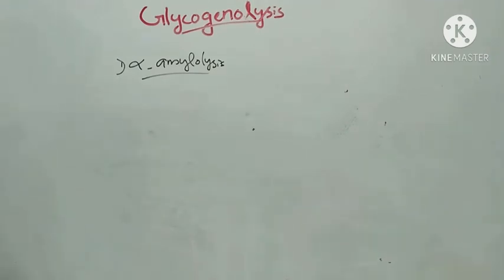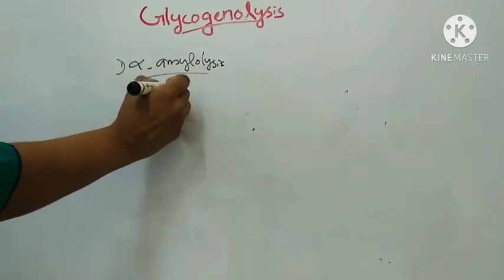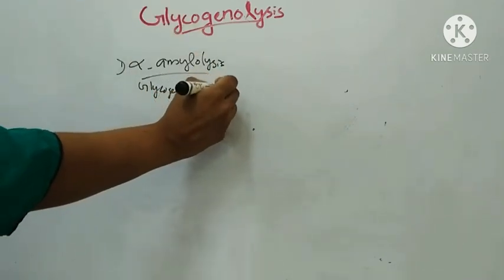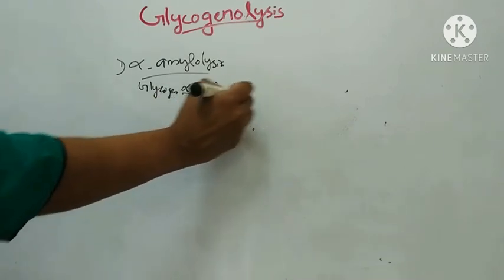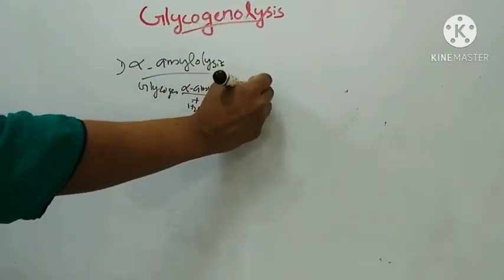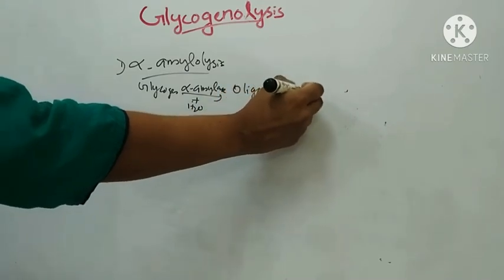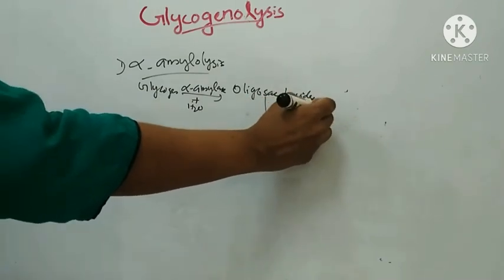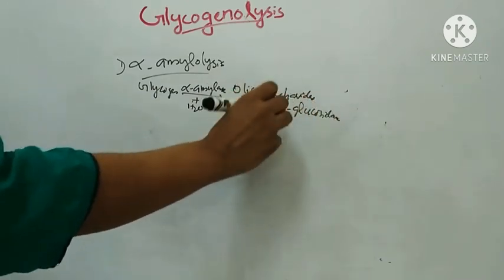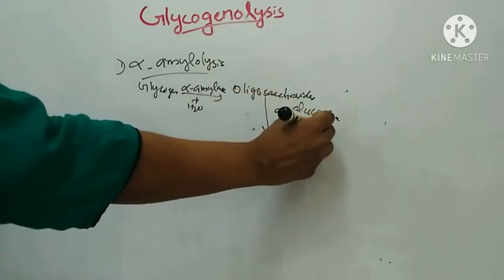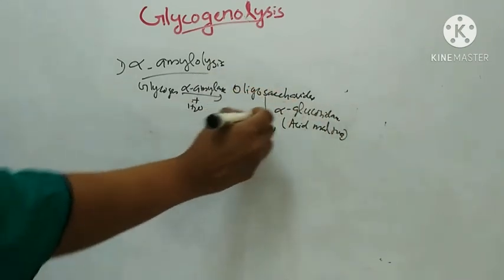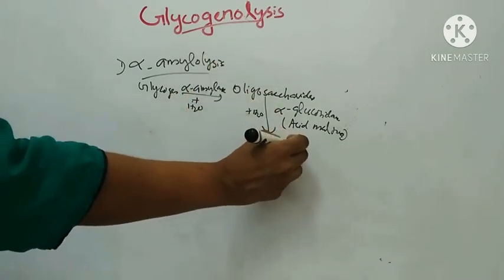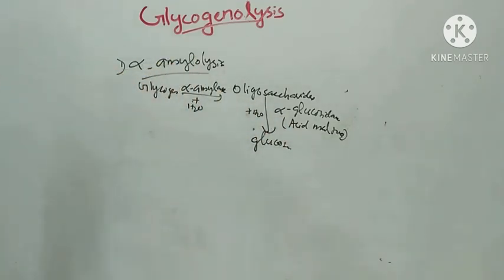So alpha amylolysis means glycogen is acted on by the enzyme alpha amylase. With water, it is first converted into oligosaccharides. Then by the action of alpha glucosidase, for example acid maltase, also with water, it is converted to glucose. This is alpha amylolysis.